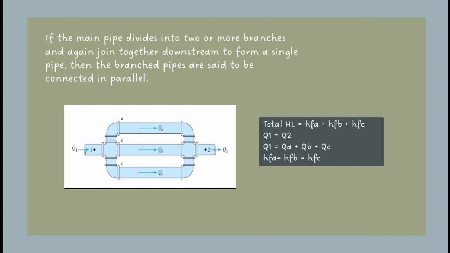According to the continuity principle, the rate of inflow in pipe 1 is the same as the rate of outflow in pipe 2. It is also said that the discharge in the main pipe is equal to the discharges in each of the parallel pipes, and the head loss in each parallel pipe A, B, C is the same. Another is that the total head loss is the summation of the head losses from pipe A, B, and C.